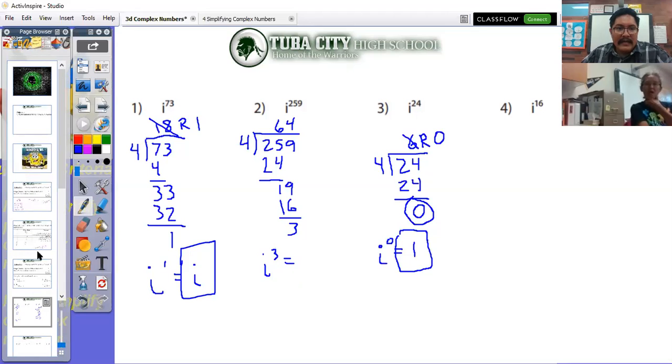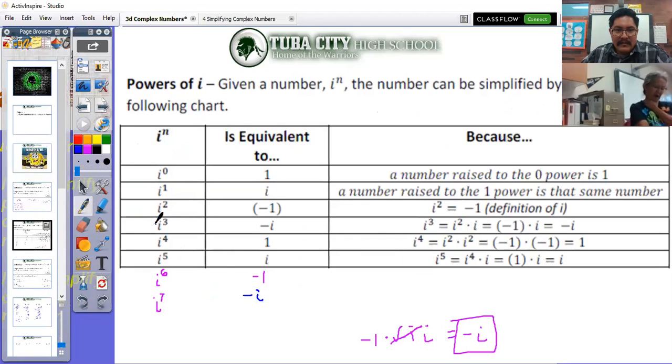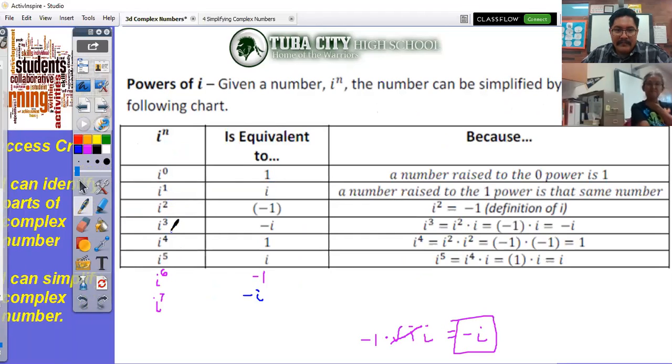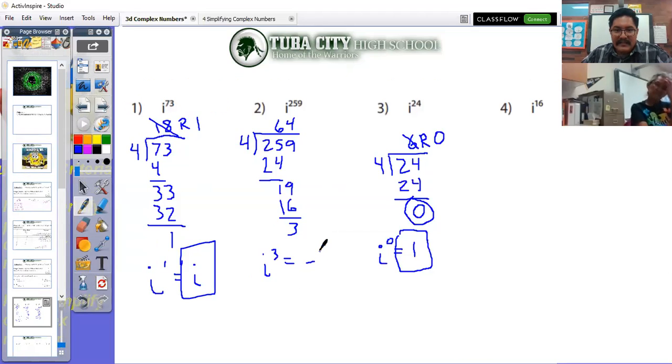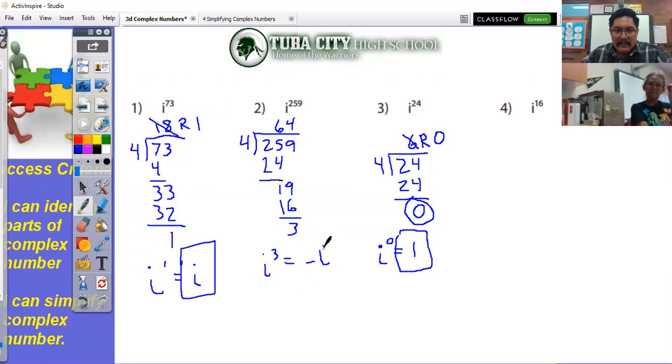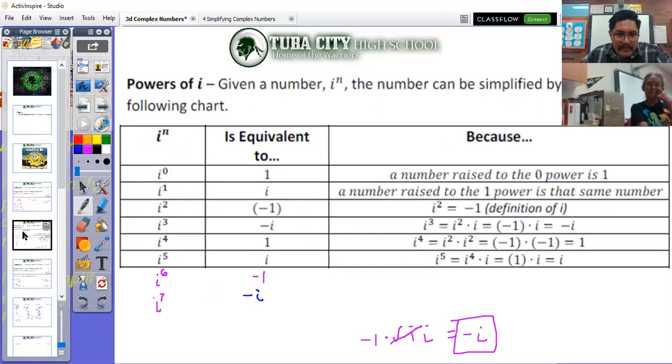And again, you can go back to the chart and look at what I to the 3rd power is. Go I to the 3rd power, look over the next column. In this case, it's going to be negative I. So that's my final answer, is negative I. Okay, just double checking.